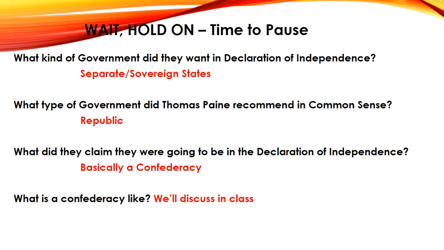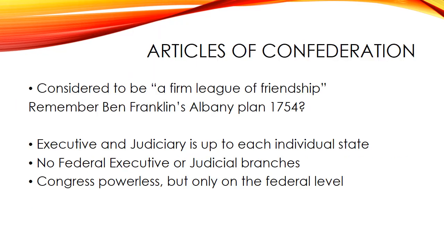All right, and then our third piece, what did they claim they were going to be when they signed the Declaration of Independence? And basically, it was a confederacy. It was a state-run government. All right, and what is a confederacy like? Well, we're going to talk about that in class. I gave you a nice big area to jot down some thoughts. So if you go to the third page, I believe it is, you'll see a huge area at the top of that page.